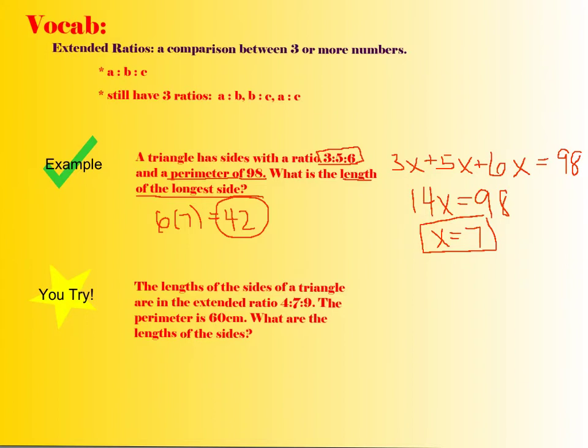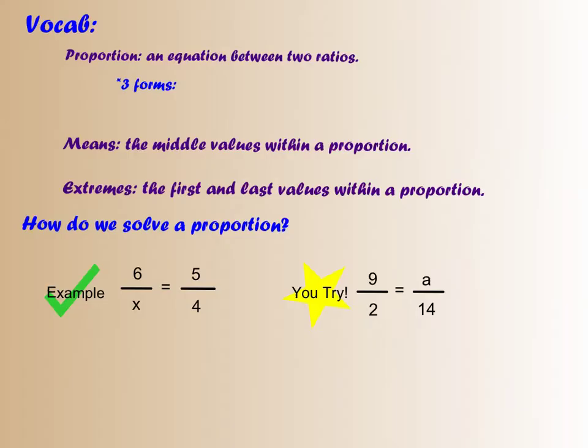And then I also have a Utry problem for you to go through. It's very similar to the one that I just did. So now we're also going to take these ratios and we're going to form these things called proportions, which is when we set two ratios equal to each other. So we're forming an equation between two ratios.